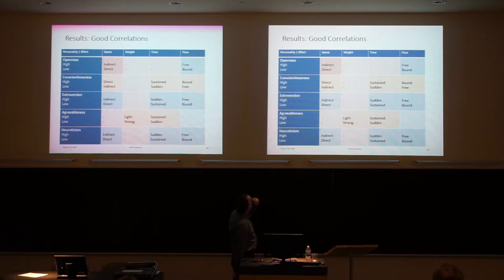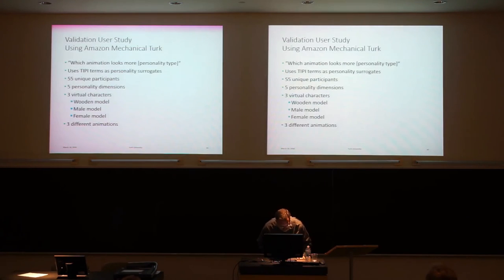But just to point out things, for example, if you have high openness in your personality, it seems to correlate well with indirect use of space and free flow. Now, it actually doesn't matter whether you understand what those terms mean. I don't want to explain them. I'm not going to go up here and dance around. The point is, they're all different. That's the surprise. They actually do differentiate. You want someone who looks highly agreeable, then they probably should be as lightweight and sustained. This is good news. All right?